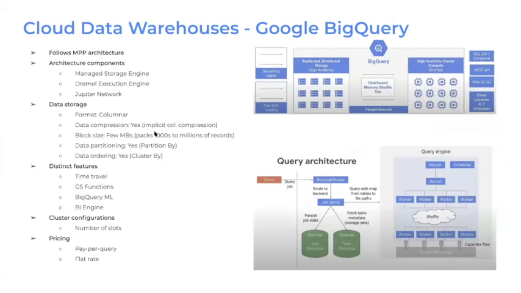Moving on to Google BigQuery. BigQuery is a system wherein we start to see a clear separation of three different layers of the system from each other. So there is a storage layer, which is Google Cloud Storage, the blob storage, and there is a compute engine, the Dremel compute engine, and there is a Jupyter network in between these two entities.